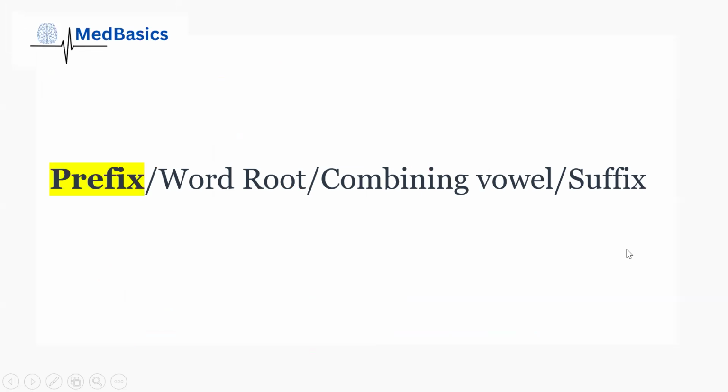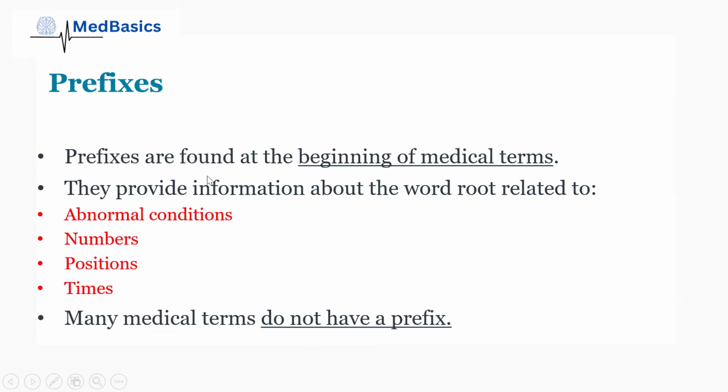Now, since we have completed word root, combining vowel and suffix, it's time to talk about the prefix. A prefix is found at the beginning of medical terms, and it provides information about word roots. It relates to abnormal conditions, numbers, positions, and times. One thing you have to be very clear about is that many medical terms won't have prefixes. It is not necessary that every medical term has a prefix. There are many medical terms that don't have any prefix.